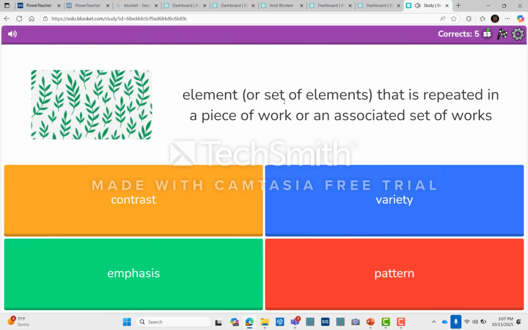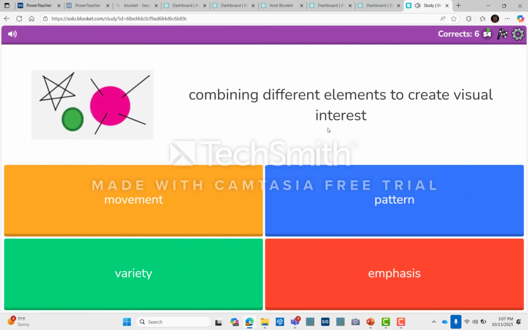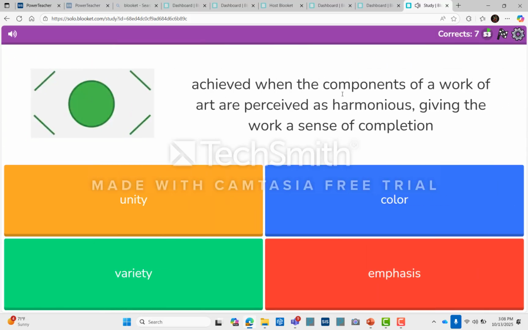Element or set of elements that is repeated in a piece of work or associated set of works. That looks like a pattern, my friends. All right, same repeated. Combining different elements, so not unity, but it's with unity. Look at all these different things. Which one means different? Variety means different. Achieved when the components of a work of art are perceived as harmonious. Which one means harmony? Unity.